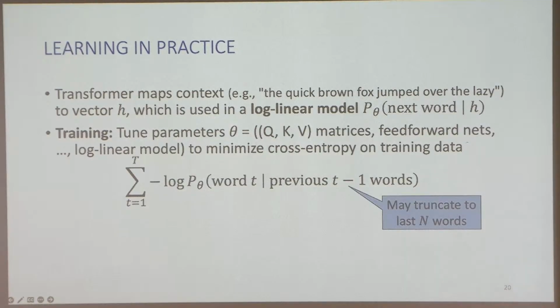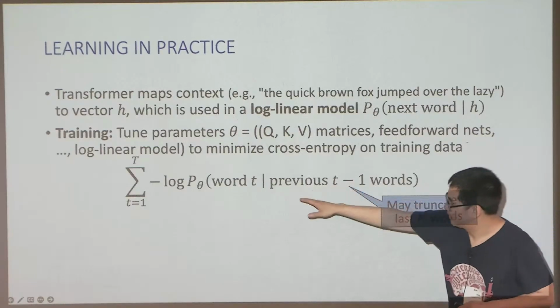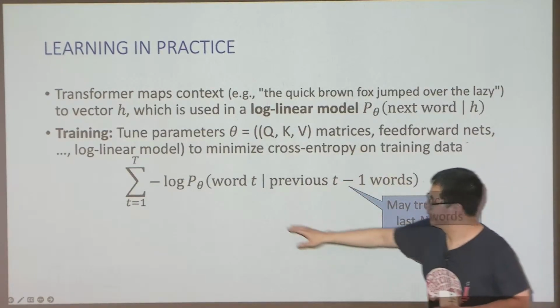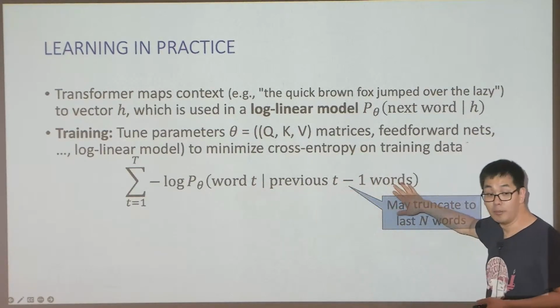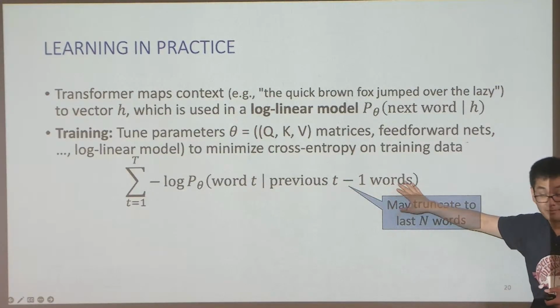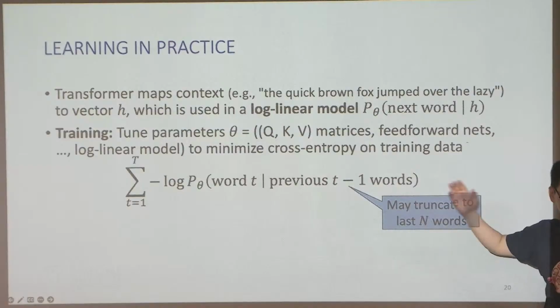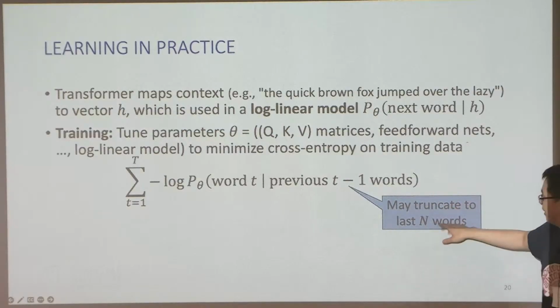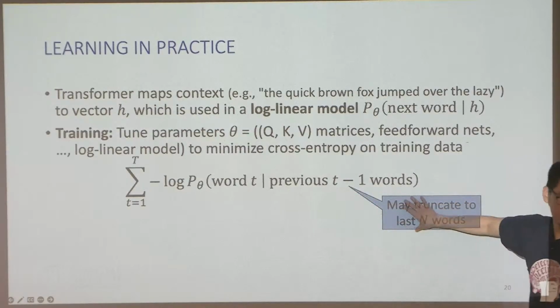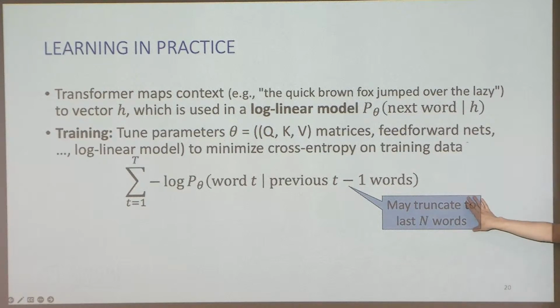And then one last thing. I said we're going to try to use this model to predict the next word as a function of all previous words in your training data. But typically you don't use all previous words because that's a lot. That's like the entire internet up to the current word. You just maybe use the last N words.